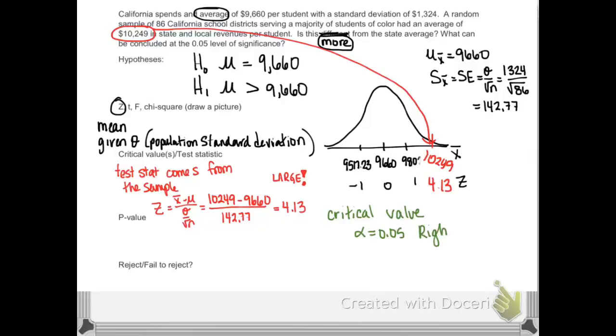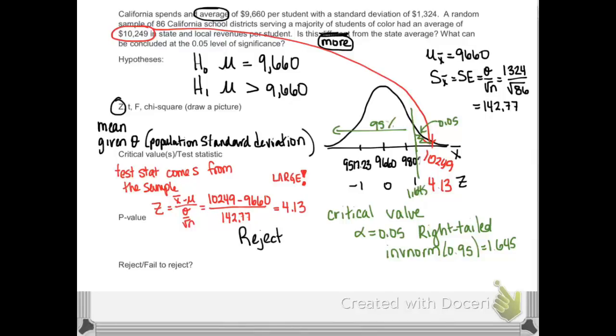We have a 4.13 test statistic. So for our critical value, we look at our alpha. Alpha is 0.05 here. So 0.05 to the right means 0.95 to the left. This is a right-tailed test, so I'll do my inverse norm of 0.95. I get positive 1.645. That, again, means I reject the null. This test statistic falls in my critical region.